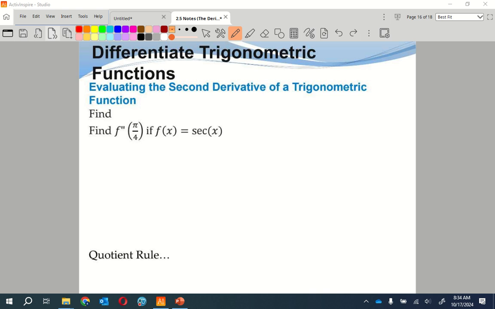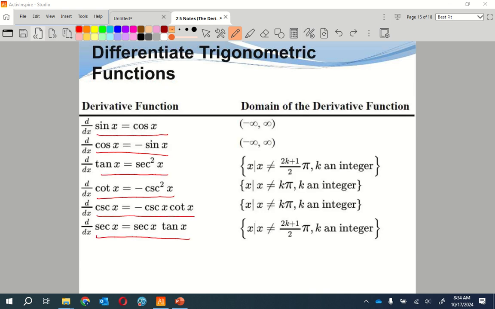Evaluate the second derivative of a trigonometric function. Find f double prime of pi over 4 if f of x is equal to secant x. Okay. I could use the quotient rule and actually do that, or was I just given the secant already? Do I know what the derivative of secant is? Was I just given the derivative of secant? Yes, I was. So could I use this one? Yeah.